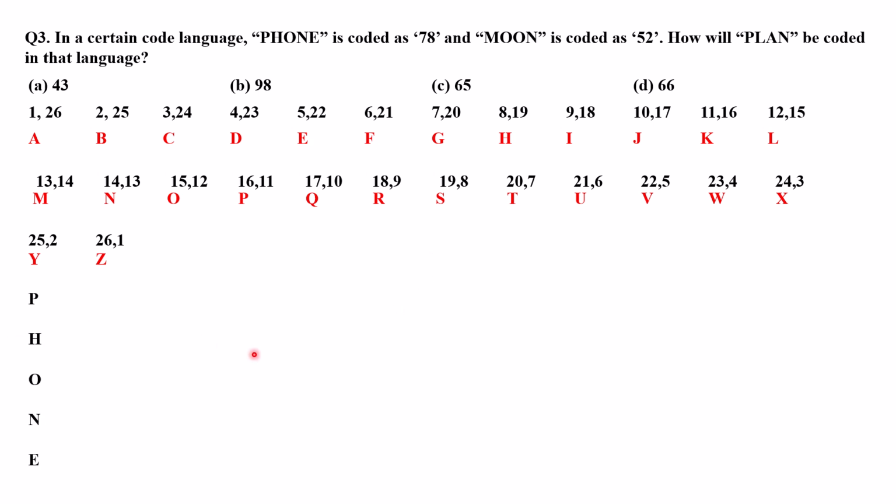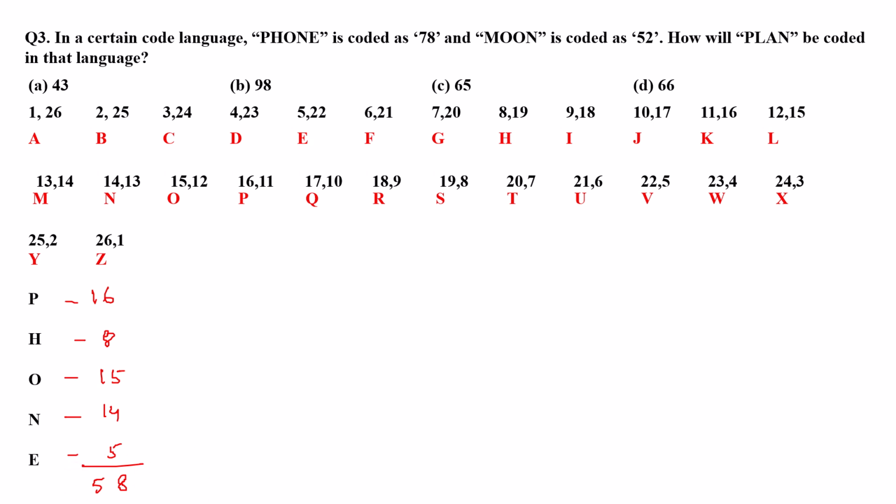Okay, so phone, let's write the position of P in the forward direction. So in the forward direction, P is 16, H is 8, O is 15, N is 14, E is 5. And if I add it, I am getting 58. Now if I multiply, then it will be more than 78. But what is the relation given? For phone, it is coded as 78. After adding, I am getting 58.